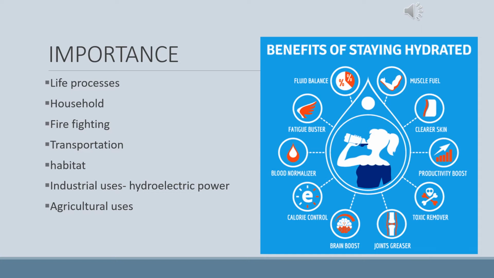In industrial use, the speed of water is used for hydroelectric power generation, and also in some areas water steam or water vapor, by using a boiler, is used to generate electricity. In agriculture, the use of water is in irrigation, so that the crops can be grown properly and the soil can be nourished properly.